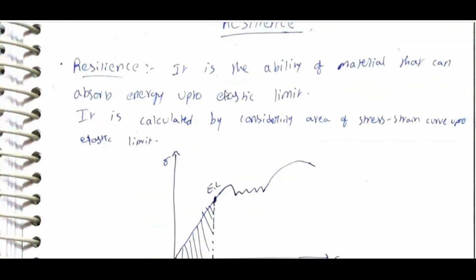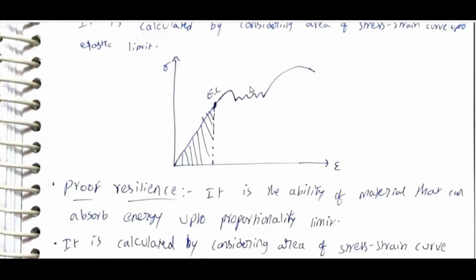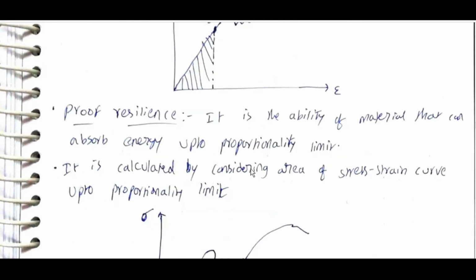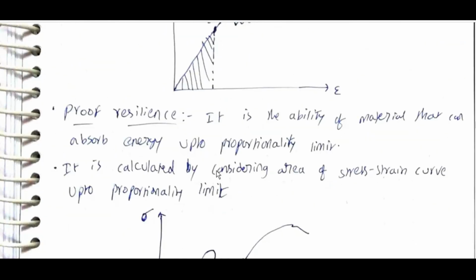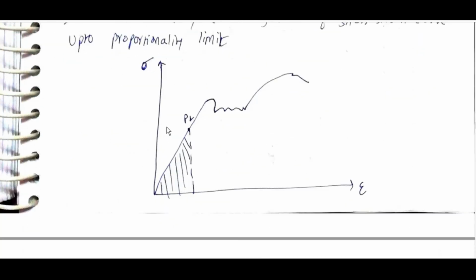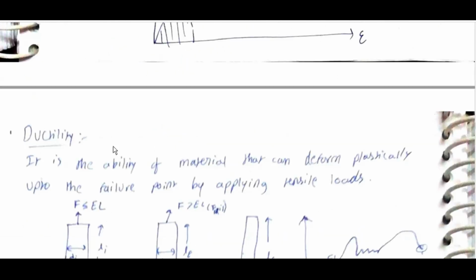Resilience is the ability of a material to absorb energy up to the elastic limit. It is calculated by considering the area of the stress strain curve up to the elastic limit. Proof resilience is the ability of a material to absorb energy up to the proportionality limit. It is calculated by considering the area of the stress strain curve up to the proportionality limit.